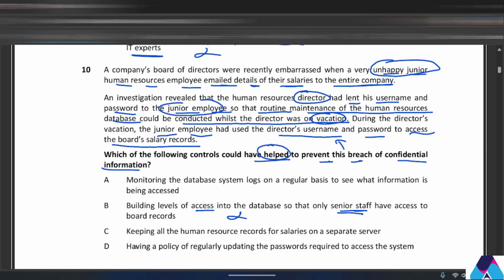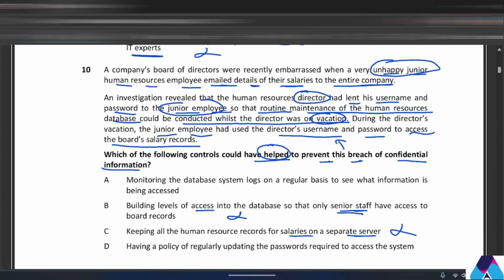Okay, part number C says keeping all the human resource records for salaries on a separate server. So again, this is not going to help you because if you keep it on a separate server, that is very good. But what if your own senior staff hands over the username and password to the junior employee? Is it any good then? No. So for this situation, even this doesn't count, right? Because again, it's your own senior staff that is at fault.